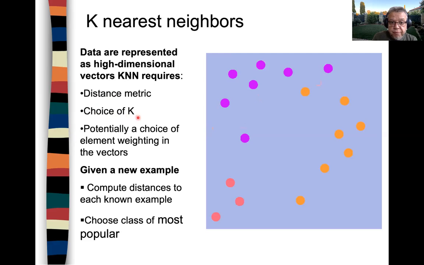You want the choice of K, for example, the 3 nearest neighbors to my query. And then you potentially need a choice of elements weighting the vector. So you may weight the vector. For example, you may say that language should have more weight in my feature space. And so when you're given a new example, you compute the distances to each known example. So if your input is here, you compute the distances to all these known examples, and you choose the class which is most popular.